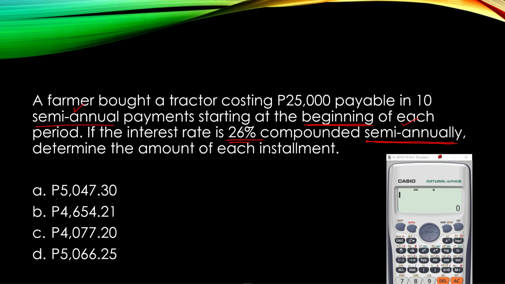Nangyayari nito. We have to take note of the beginning, kasi kapag beginning of each period, that is a deferred annuity. Kapag kumbaga, ganito yung mangyayari sa deferred annuity. Dito pa lang at time 0, meron ng cash flow. At the start of every year siya may cash flow. So, at time 0 pa lang, meron ng cash flow na nangyayari. Tapos, sa time 1, at year 1, meron na din.